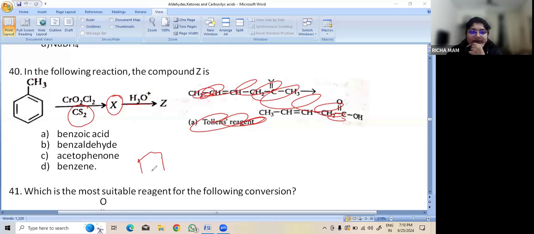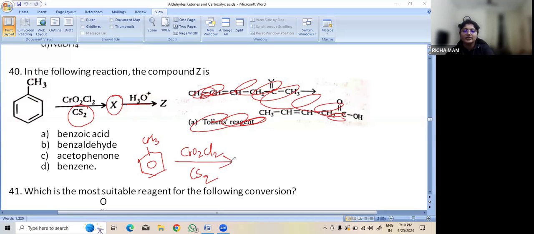So toluene, okay, toluene. Then I'm going to do chromylation, okay, by using chromyl chloride. So what am I going to get here? What am I going to get by using chromyl chloride in the presence of carbon disulfide? What will be the product formed here?